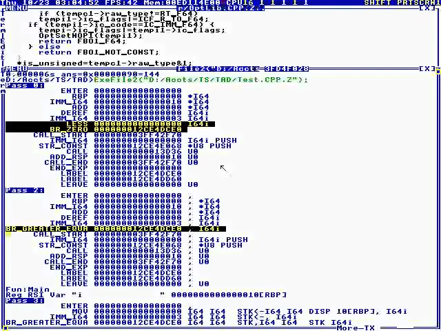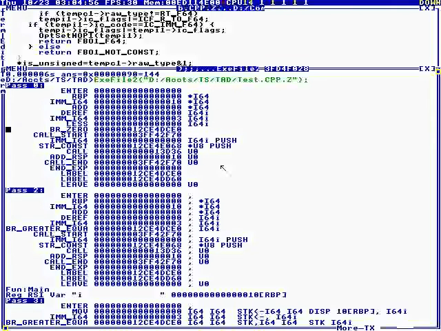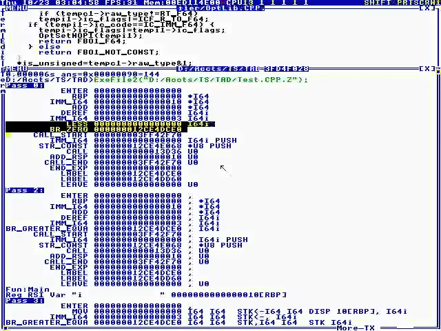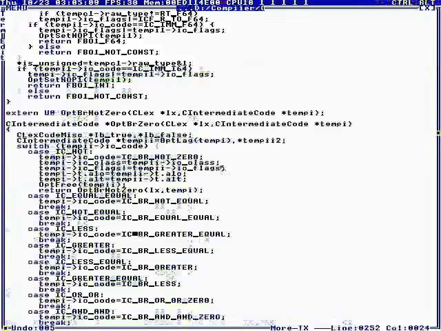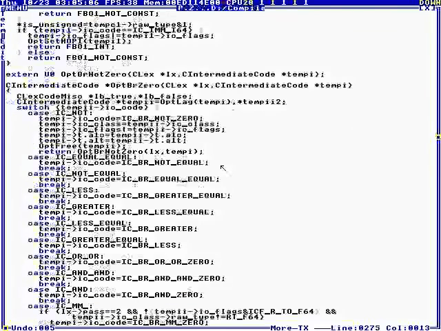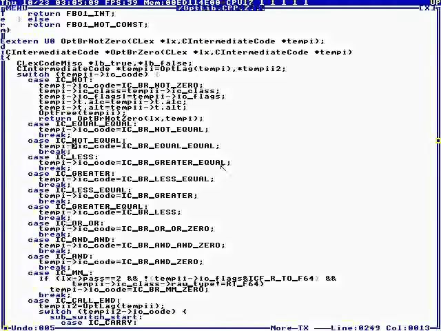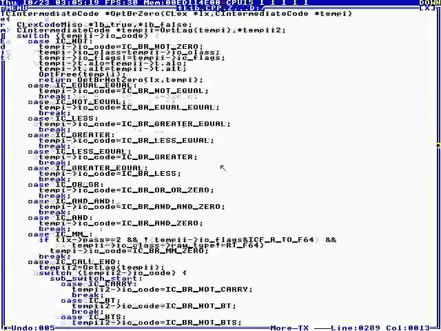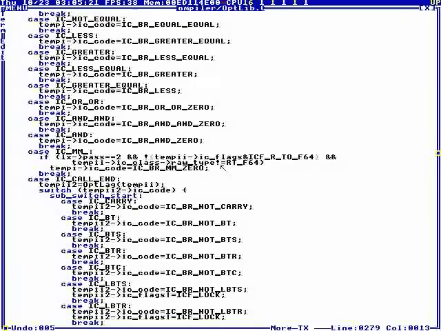Okay. So branch 0 is false. Branch 0 is branch if false. So if less than is false, that's the same as greater equal. So it converts it from two opcodes, less than and branch 0, to one opcode, branch greater equal.